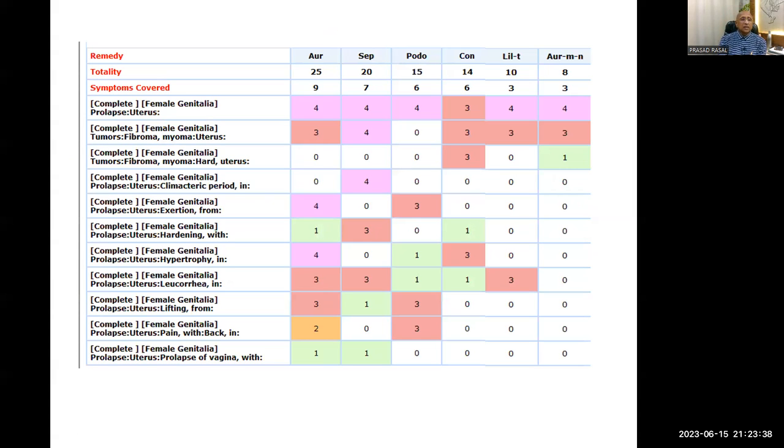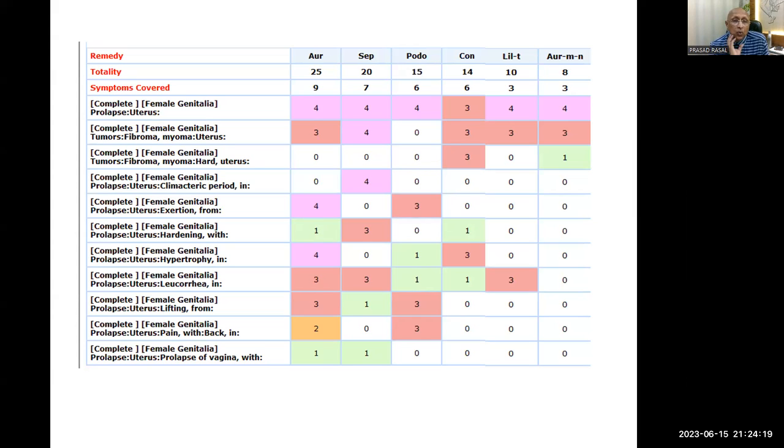The rubrics which I have selected: female genitalia, prolapse uterus, tumors, fibroma, myoma, uterus, then tumors, fibroma, myoma, heart tumors, hard uterus, prolapse uterus, climacteric period in, then uterus, prolapse of uterus, exertion from, prolapse of uterus, hardening with, prolapse of uterus, hypertrophy in, prolapse uterus, leukorrhea in, prolapse of uterus, lifting from, prolapse of uterus, pain with back in, and prolapse uterus with prolapse of vagina.